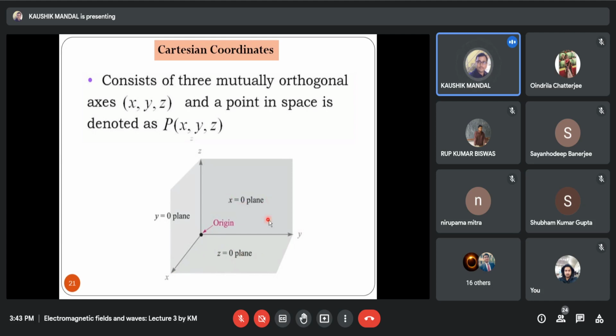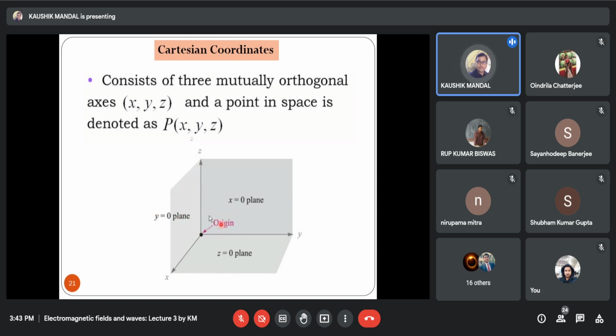Next, we can consider another plane, that is the YOZ plane. On this YOZ plane, what is the value of X? X equal to 0. So it is also known as the X equal to 0 plane. This is another plane, known as the XOZ plane. On this plane, what is the value of Y? The value of Y equal to 0. So this particular plane is known as Y equal to 0.